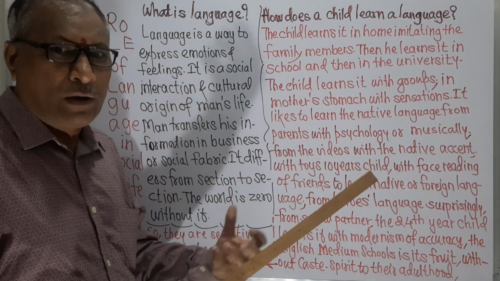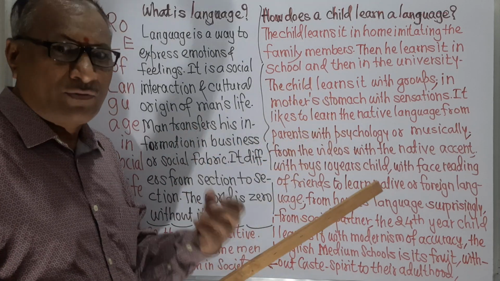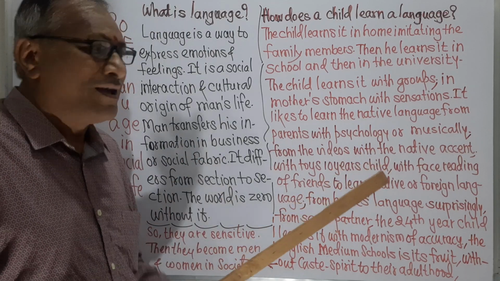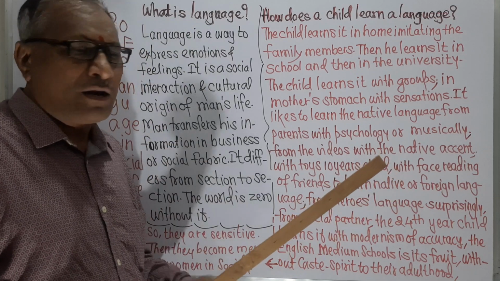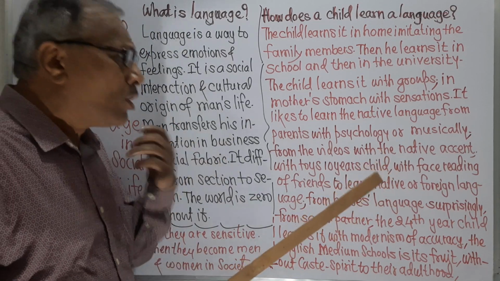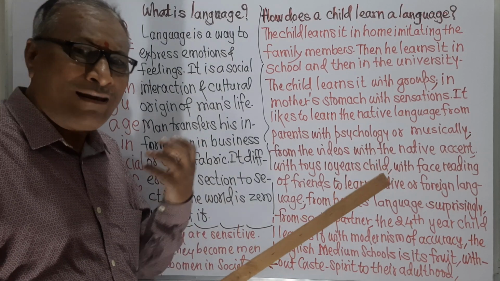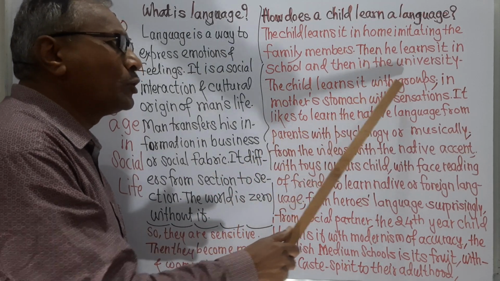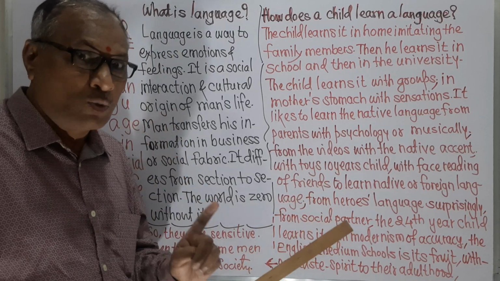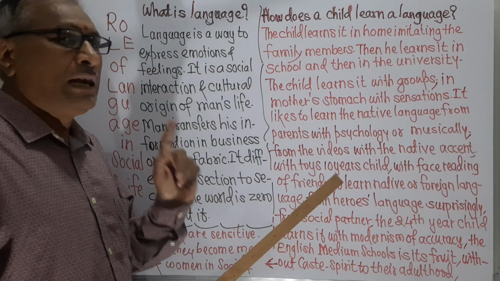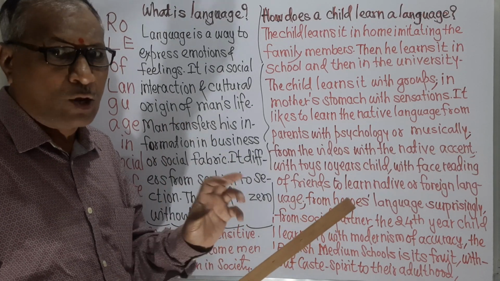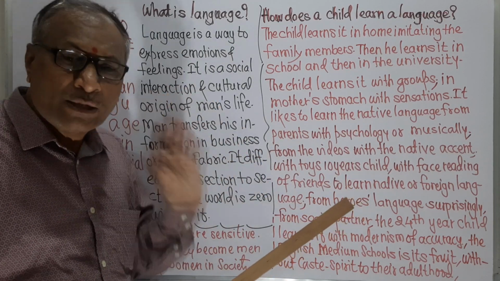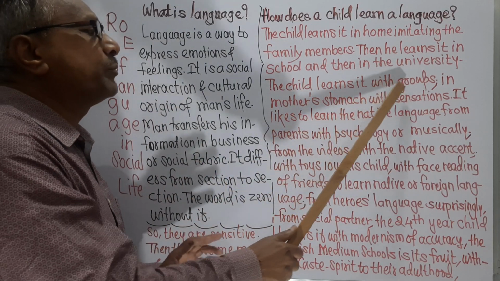Then he becomes an adult, and then he learns that language in the university. He learns the college language there, the literary language, the scientific language, the technical language, the geographical language. He can learn all the sections of language there in the university. The child learns it with groups. Remember, the child is very sensitive, and that's why he learns the language living in groups, because he likes groups. When the children of his age come together, this child likes it and he learns that language with the help of the groups.